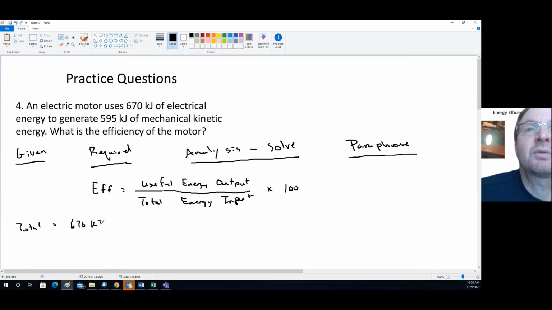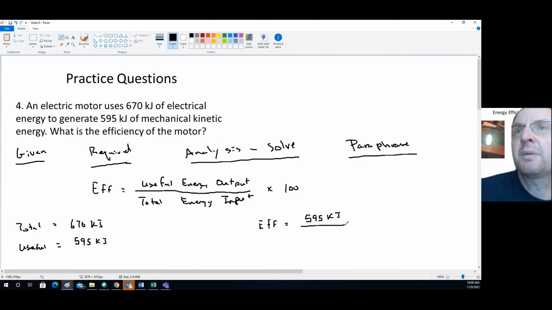670 kilojoules. Again, it looks like we got 3 significant digits. And our useful is 595 kilojoules. We can just plug this in. Okay, so right here, let's solve it. Efficiency equals 595 kilojoules, always the smaller number on top, and always the one that's useful. 595 mechanical kinetic energy. That's very useful for a motor. That's moving stuff. But we had to put in 670 kilojoules. Makes sense. That's following the laws of the universe.